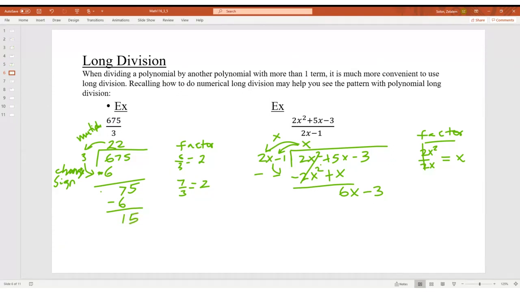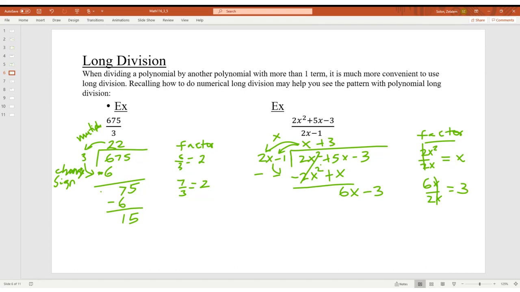Okay, so we do the same here. I have the 6x. The next factor will be found by dividing 6x by 2x. So always the leading term will be divided by the leading term in the divisor, which is in this case 2x minus 1. So 6 divided by 2 is 3. X cancels x. So I have 3, and 3 goes up here.